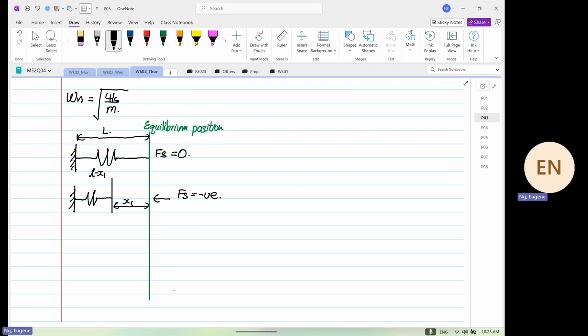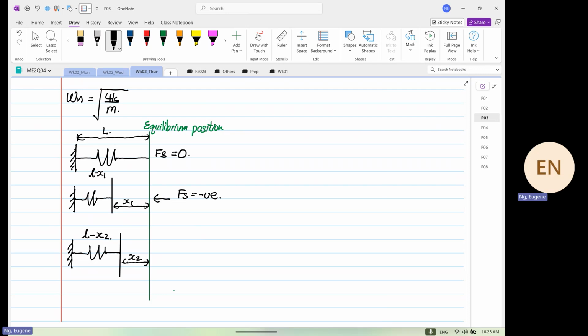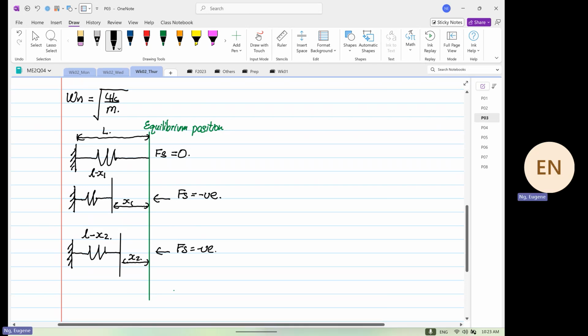Now, what if the spring is now at this position over here? This is our x2. So now it's L minus x2. Now, is the spring under tension or compression? It's still under compression. Why is it still under compression?